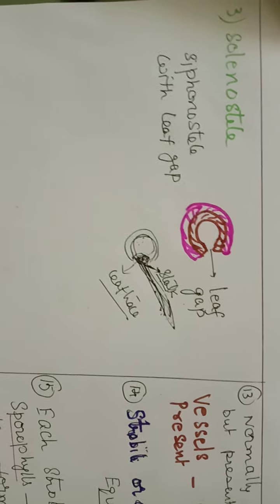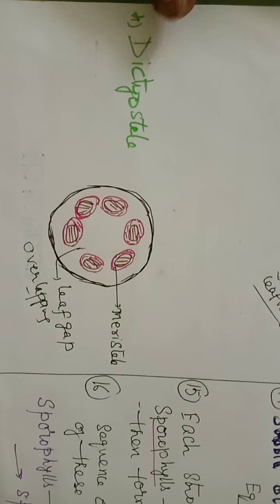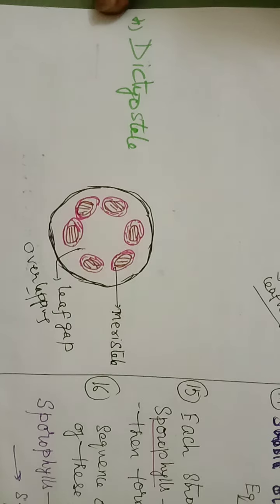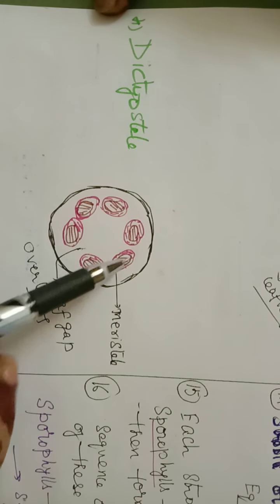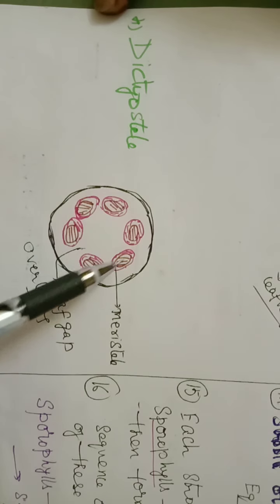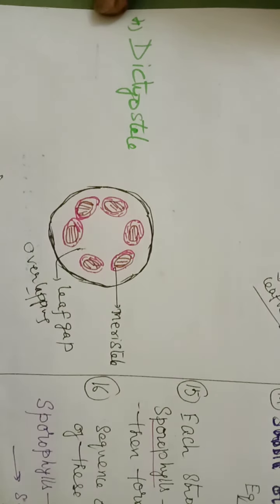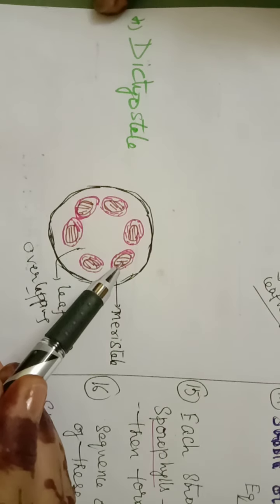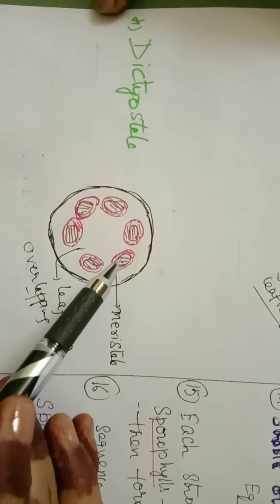Now next is dictyosteel. The fourth type of steel is called a dictyosteel. A dictyosteel consists of a circular arrangement of many protosteels. Here we can find many protosteels. Already I told you what a protosteel is. A protosteel will have xylem surrounded by phloem. So a ring of such protosteels is present.